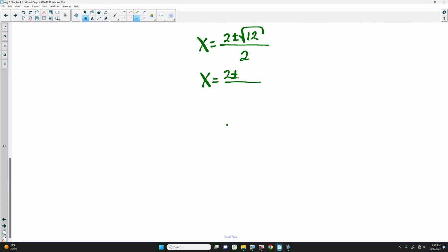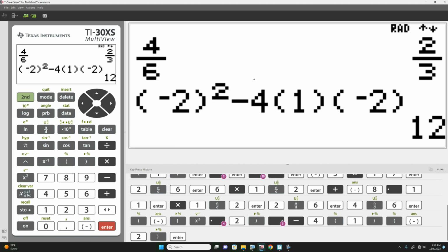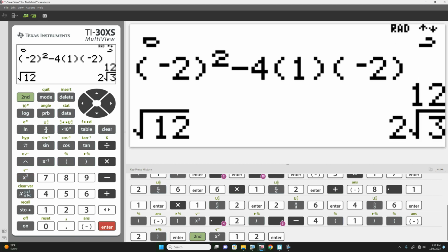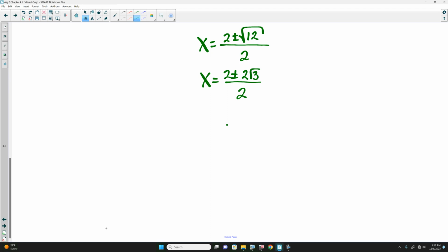Now our square root of 12 is going to reduce to 2 square roots of 3. We can do that in the calculator, second square root 12. And the TI-30XS, the graphing calculator will give us a decimal. We'll use the 30XS, the yellow calculator, to get us this here. What does that mean? So it's 2 times the square root of 3.